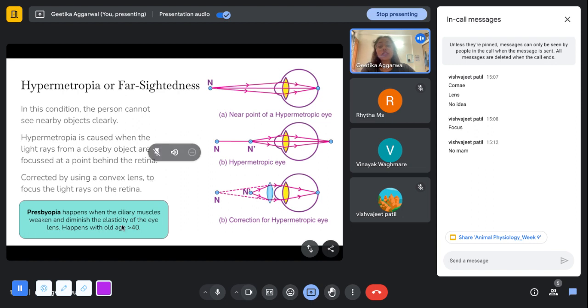So in presbyopia, these ciliary muscles get weak and their elasticity gets diminished. So the lens is not able to accommodate when we are looking at close or far away objects, and it mostly happens to people who are older than 40 years of age. And this can also be corrected by wearing contact lenses or specs.